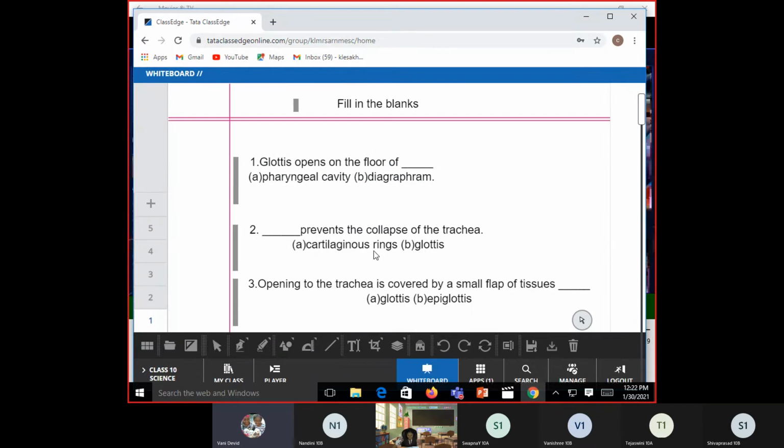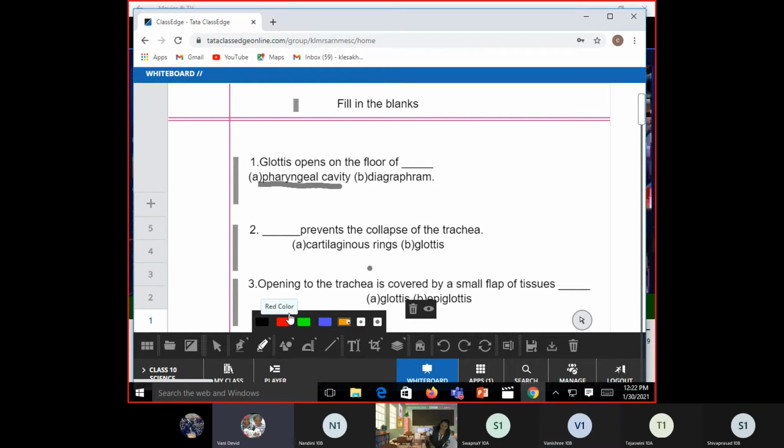Okay, so finally we'll have a quiz. First question. Glottis opens on the floor of dash. Option A, teacher. What is that? Yes, what is that? Answer please. Pharyngeal. Okay. Second one. Option A, teacher. Okay. Next.